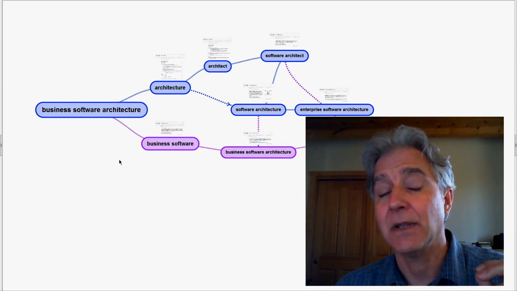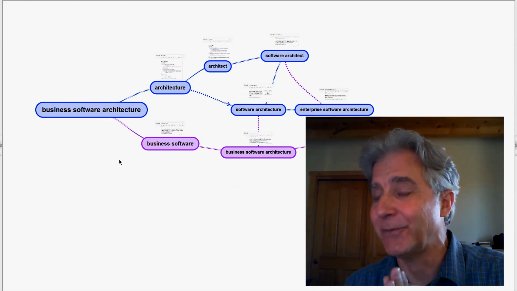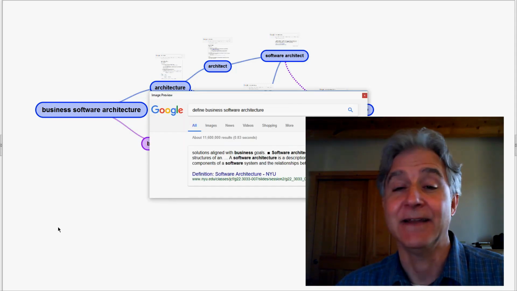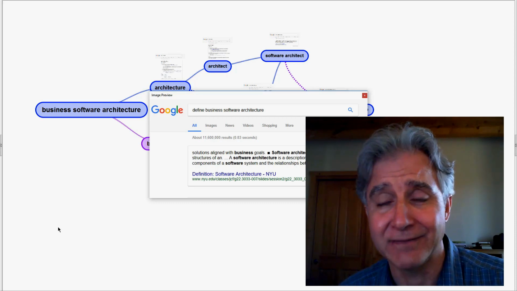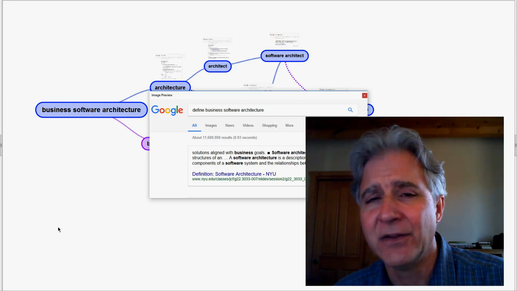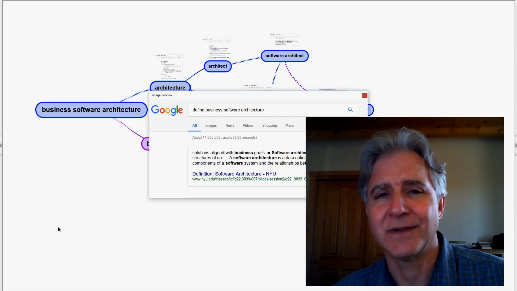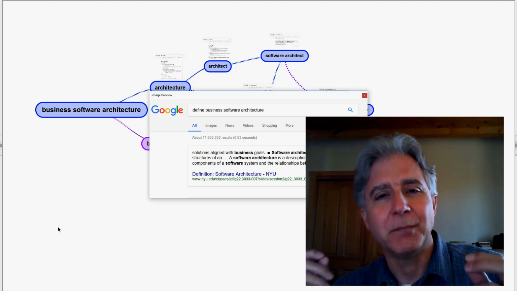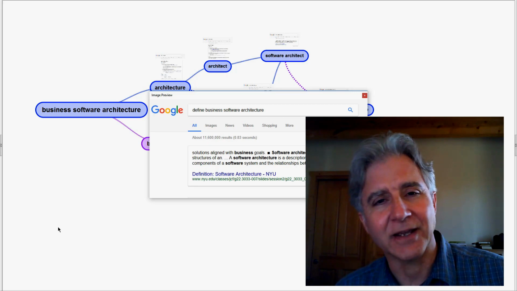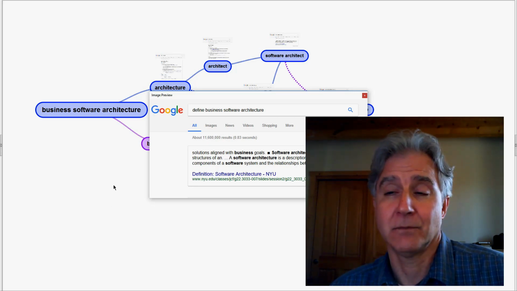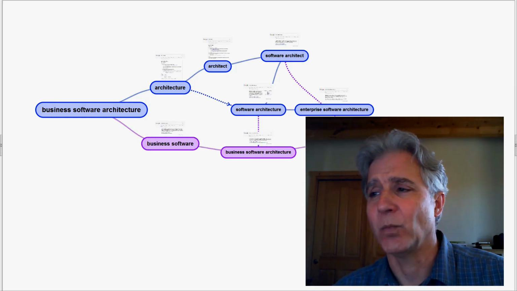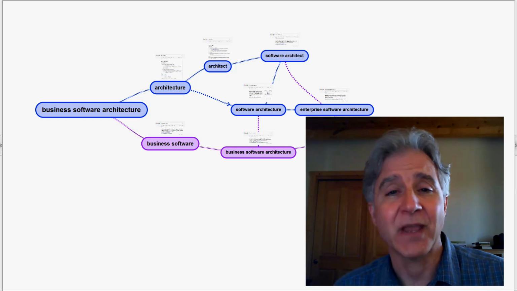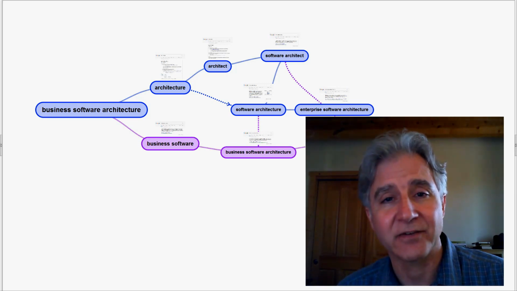So finally, all right, here we go. We're back to what is business software architecture. And we're back to this definition. There is no definition. So let's come up with a definition. What is business software architecture? And once we know that, then what should our duties be? What should our focus be as business software architects?